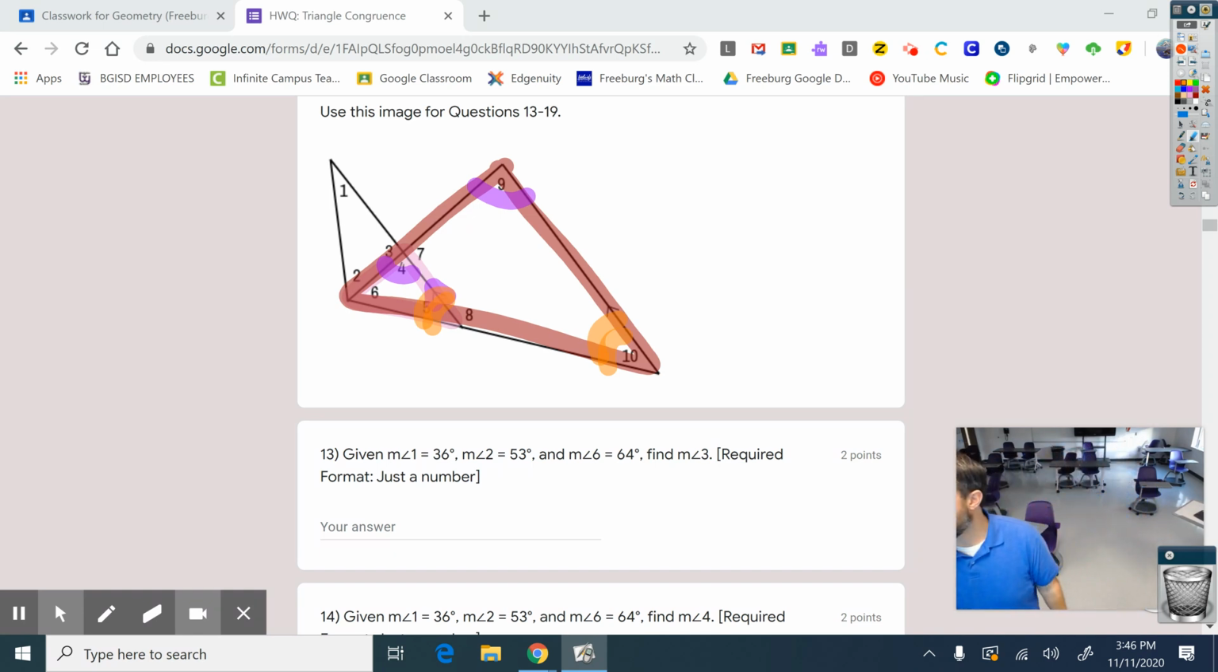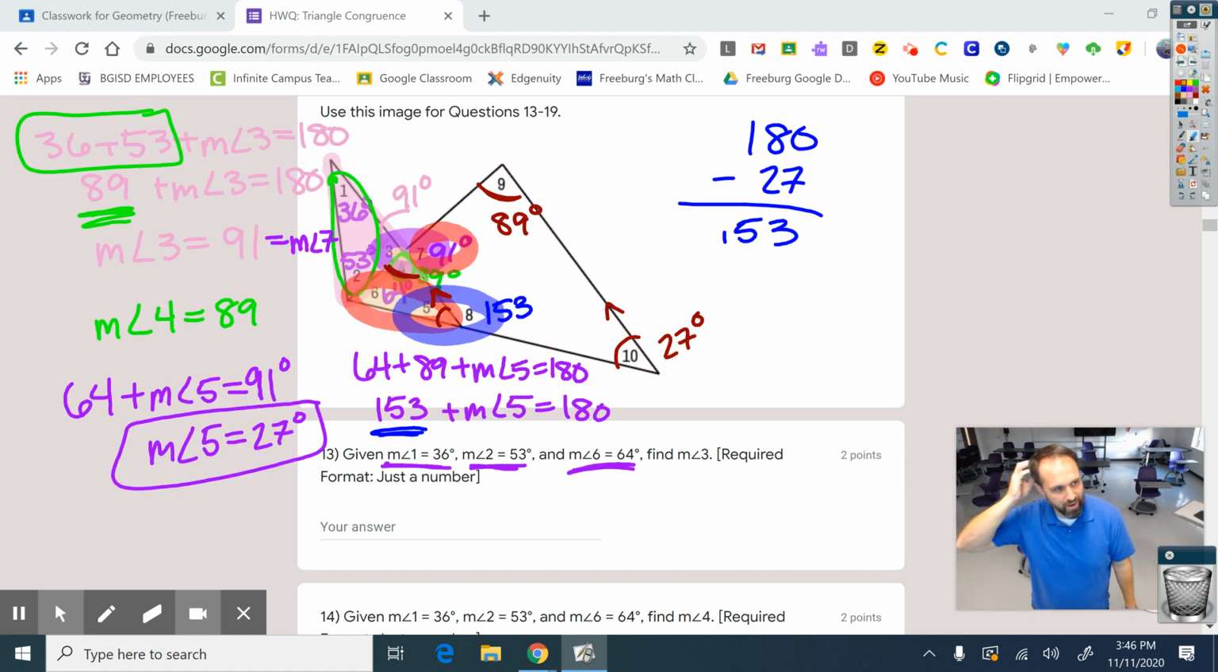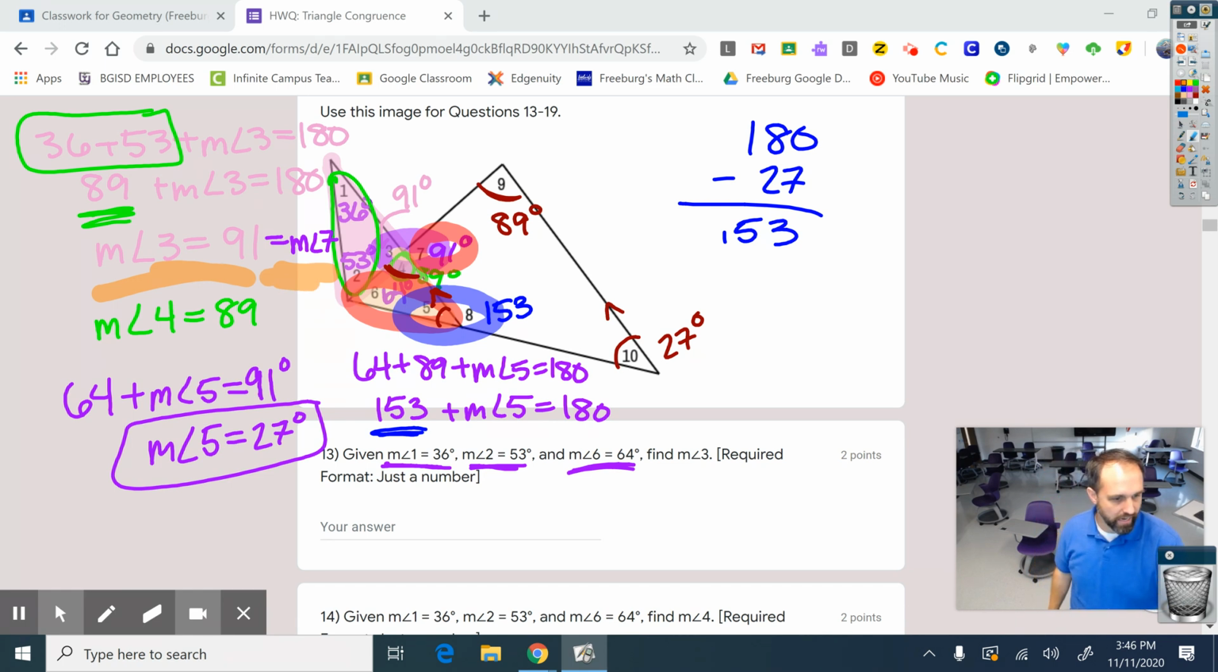Okay, so there's all of your answers for you. I'll bring that one back on the board here real quick. You've got 36 is given, 53 is given, which allowed us to find 91 for measurement of angle 3. Then we used vertical angles, so that 7 was also 91. And then we used our exterior angle theorem or supplementary to go find measure of angle 4, which was 89 degrees.